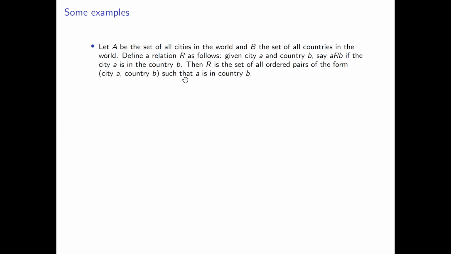In particular, going back to the last definition, technically speaking, the relation R is going to be the set of all ordered pairs where in the first entry I have some city, and in the second entry I have some country. But I'm not looking at all such ordered pairs. I'm only looking at ordered pairs where city a belongs to country b. This is my relation: a city is related to a country if the city belongs to that country.